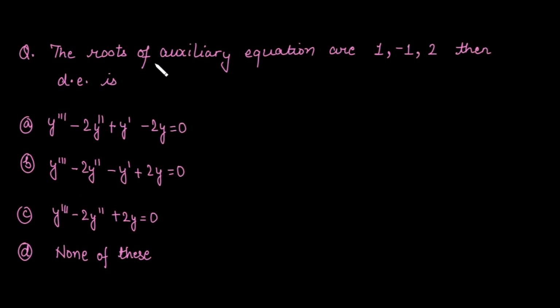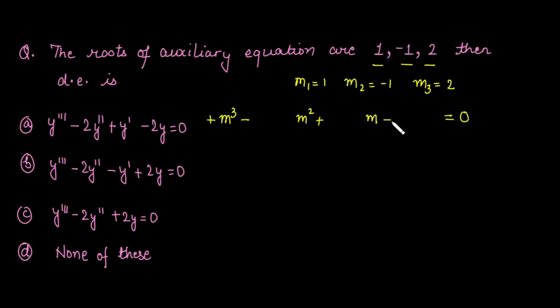Next question is, the roots of the auxiliary equation are 1, minus 1 and 2. Then what is the differential equation? So in this case, we have three different roots. Let's take m1 is equal to 1, m2 is equal to minus 1, m3 is equal to 2. Write its auxiliary equation, that is m cube, because three roots are there, a cubic polynomial. Then we have m square, then m, and then a constant term, equal to 0. Signs are plus, minus, plus, minus.